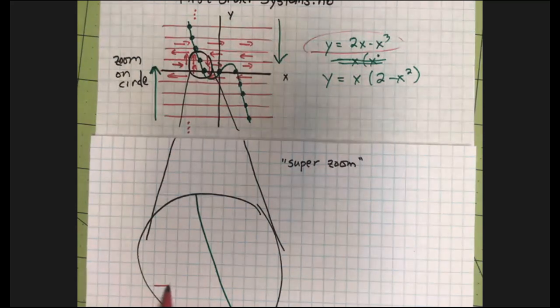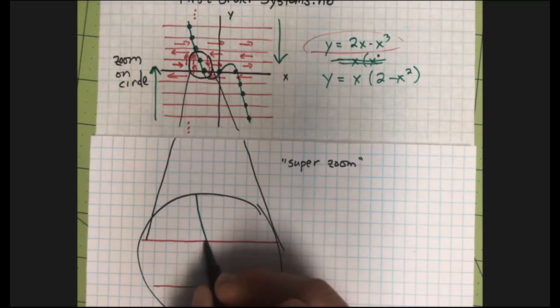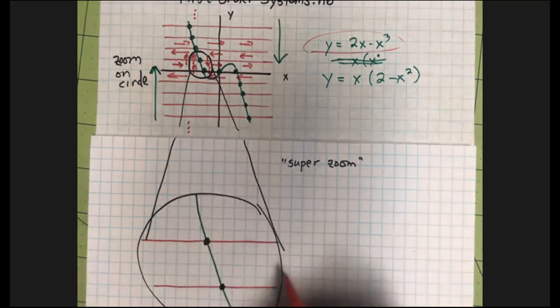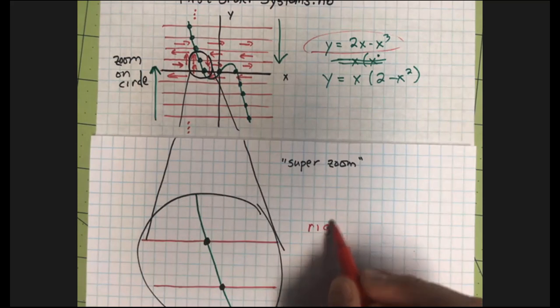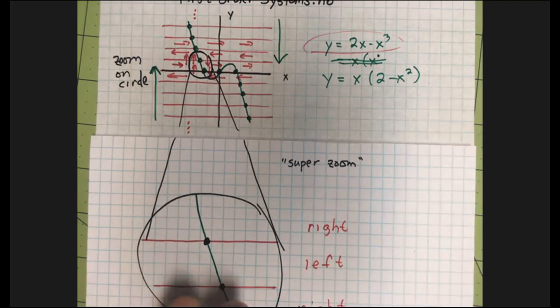Two red bands at the x-axis, and at the y-axis. I'm sorry, at y equals pi. And here are two equilibrium points. So now, notice the pressure on this side is horizontally right, left, right. And vertically, up on this side and down on this side.